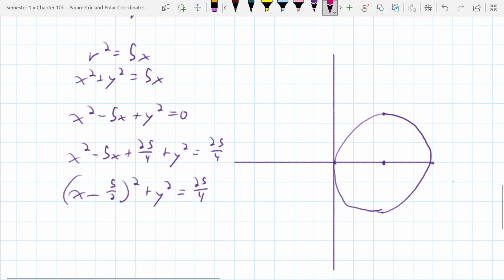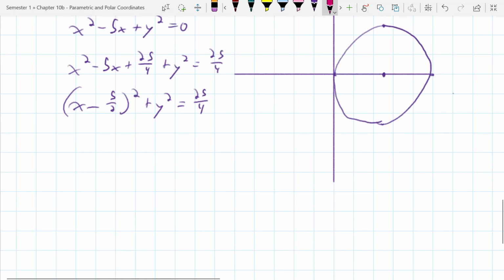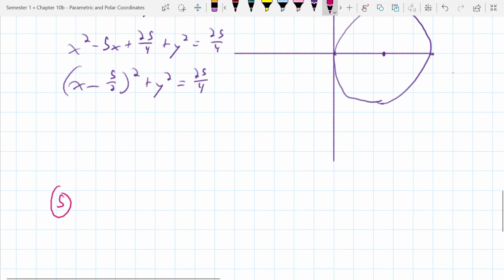Okay, next one. Sorry, this is number 5. If I do r is equal to 4 over 1 plus the cosine of theta.